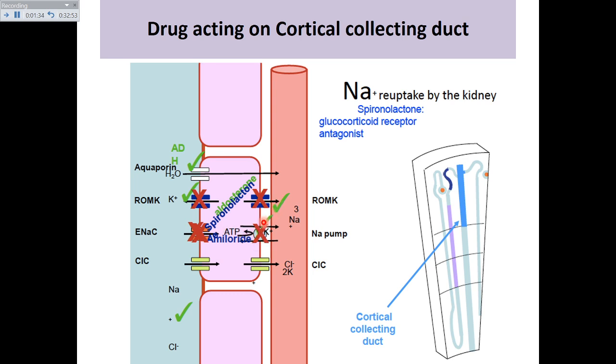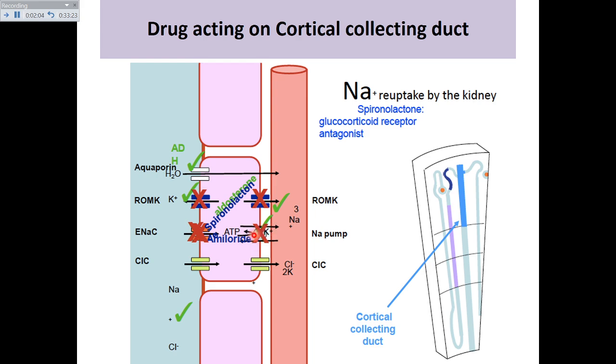It stimulates NaK ATPase, stimulating potassium excretion and sodium reabsorption. This is the function of aldosterone. While spironolactone acts on the aldosterone receptor by blocking this receptor, so NaK ATPase is blocked.